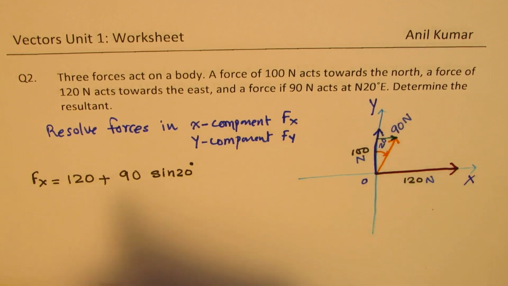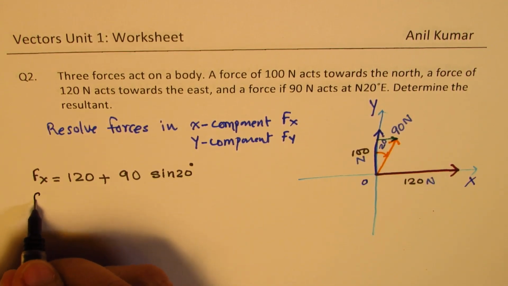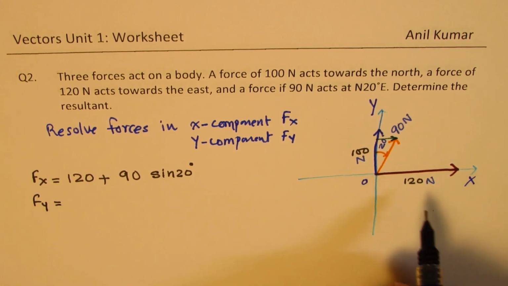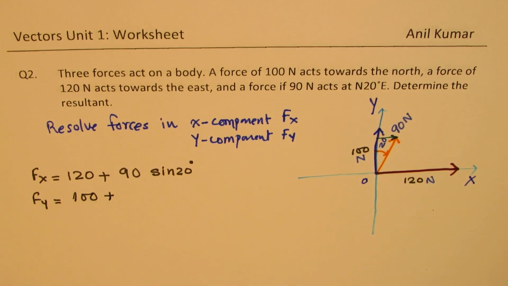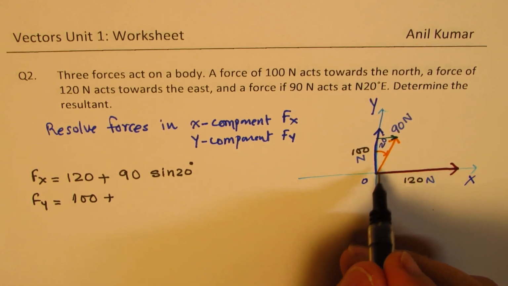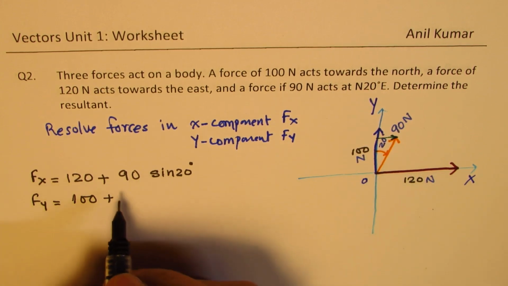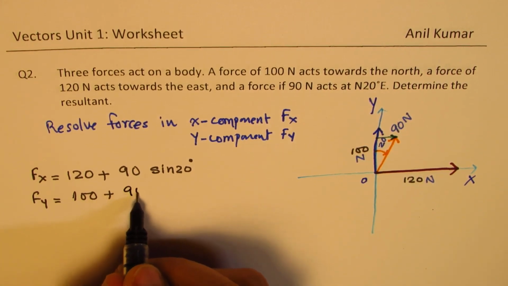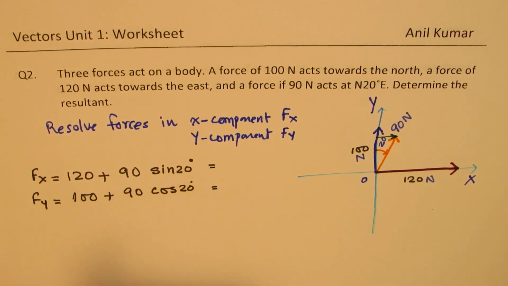The vertical component is not contributing to the horizontal force. For the y component, the 120 will not contribute, but the 100 will, plus 90 times the force along the y-axis, which is the base of this triangle, the adjacent side, right? So it is 90 cos of 20 degrees. So I hope that is absolutely clear.